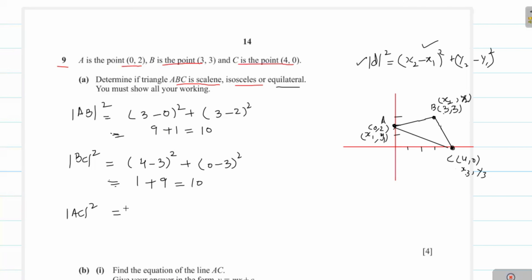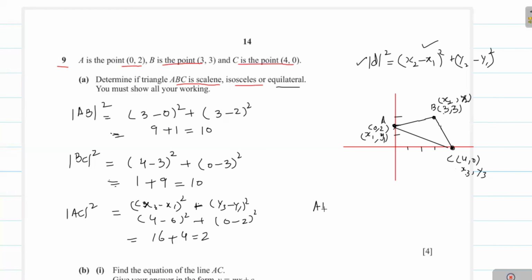Next is AC. Firstly, we take the square of the difference between x coordinates, x3 minus x1 whole square, which is 4 minus 0 whole square. And next is y3 minus y1 whole square, which is 0 minus 2 whole square. 4 minus 0 is 4, and 4 square is 16. 0 minus 2 is minus 2, and minus 2 whole square is 4. So AC square equals 20.